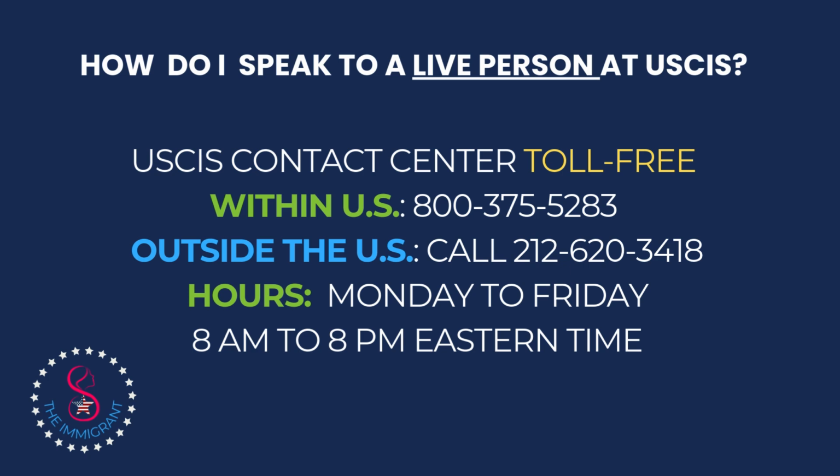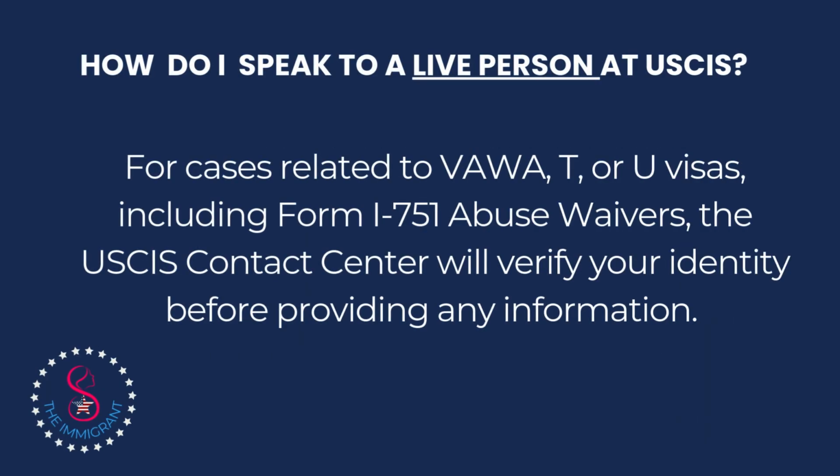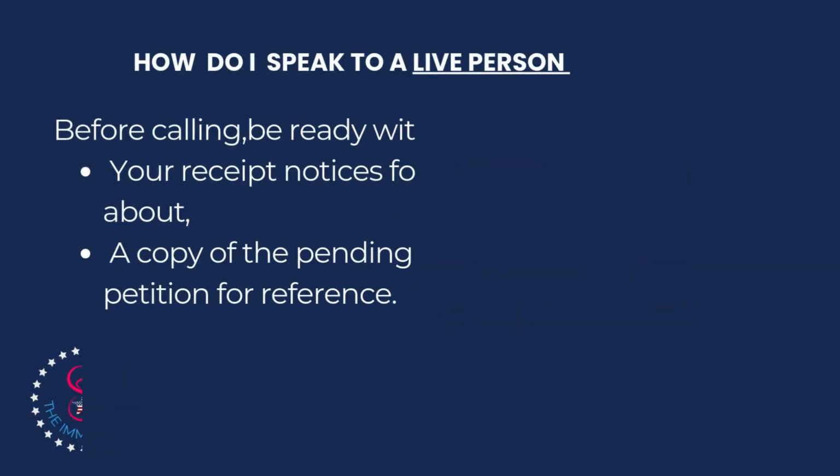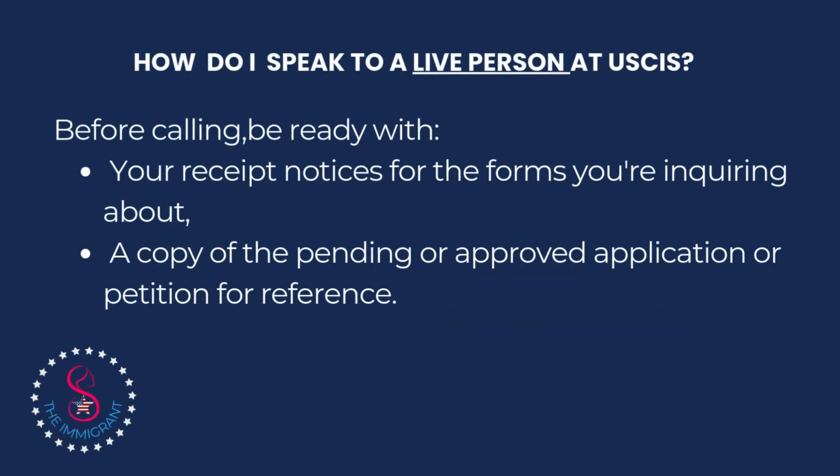For cases related to Hawaii, T, or U visas, including Form I-751 abuse waivers, the USCIS Contact Center will verify your identity before providing any information. Before calling, make sure to have your receipt notices for the forms you're inquiring about and a copy of the pending or approved application or petition for reference.